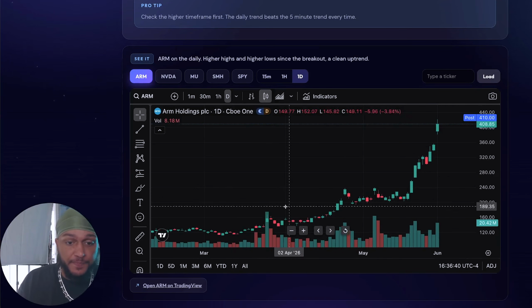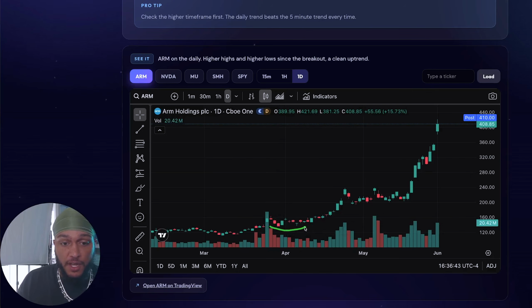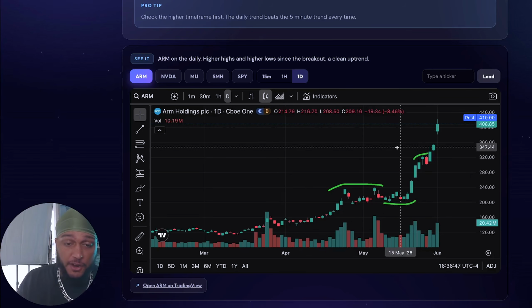What do we see here? Let's go green. Higher low, higher high, higher low, higher high, and you're in a clear uptrend here.